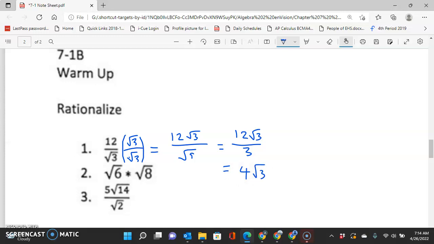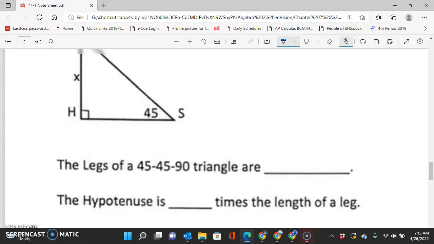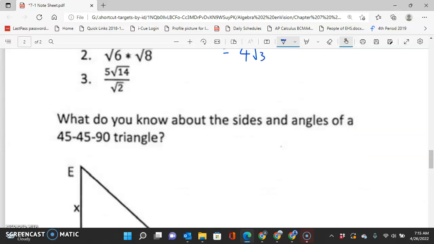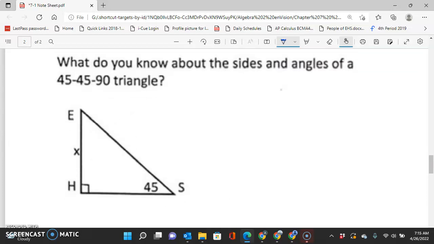I'm going to leave the others for now and move on to the trig. If you have questions on those others, please ask each other or ask me during class. There are some special triangles that you do need to know about. The first special triangle is a 45-45-90 triangle.